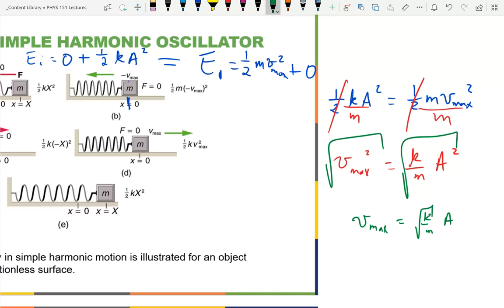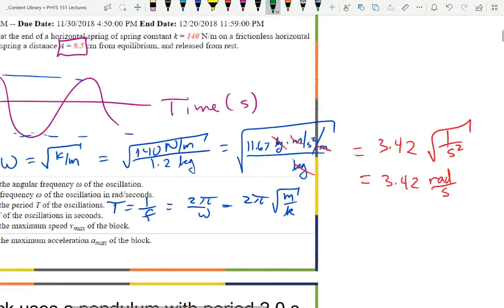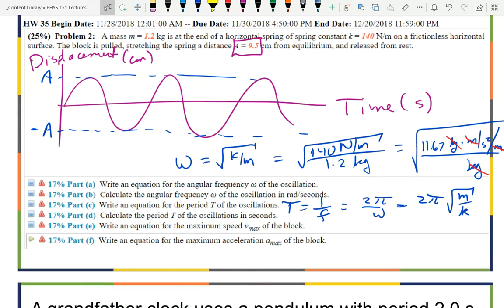What was square root of k over m? That was our omega, our angular frequency. So it turns out it's a really simple calculation to get the maximum speed if you know the amplitude and you know omega. So going back to our problem, write an equation for the maximum speed Vmax of the block. Well, Vmax is equal to square root k over m times A. Since k, m, and A are variables given to us, that's why I put it in those variables. And then you just put the numbers in.